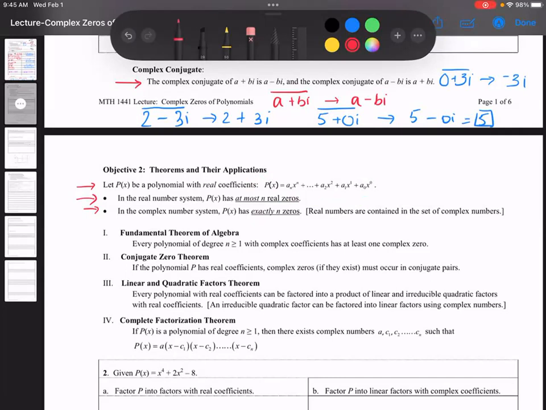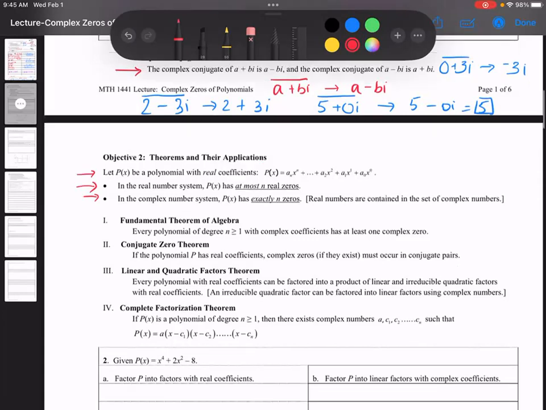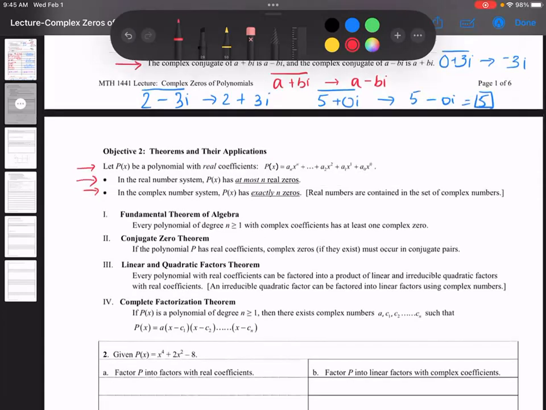The fundamental theorem of algebra is a really important theorem. It took mathematicians over 100 years to prove it. They just kind of knew it was true, but didn't know how to prove it formally. But they finally did it. It says, and it's really simple: every polynomial of degree at least 1 with complex coefficients has at least 1 complex zero.